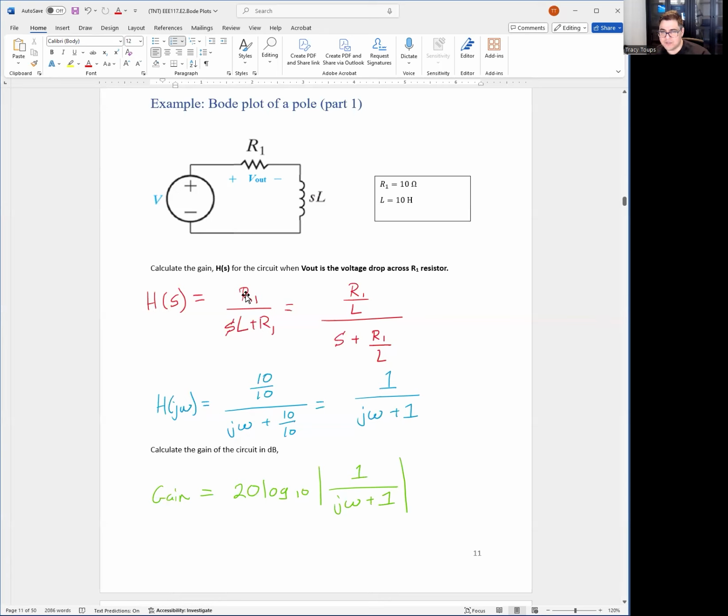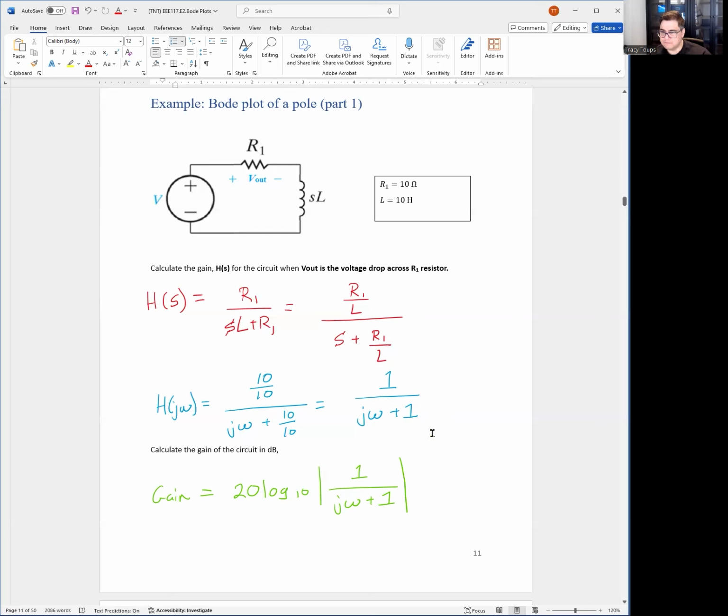So the gain of the circuit is going to be R over SL plus R, where SL is the impedance of an inductor. This is basic voltage division. Right? Now, we could clean this up where you divide by L on both sides. You have R over L divided by S plus R over L, right? Let's plug in some numbers. R is 10 ohms, L is 10 henries, just making the numbers easy. So our gain of the circuit, H of JW, we're plugging in JW instead of S, is going to be 10 over 10 divided by JW plus 10 over 10, R over L. So crunch that together, it's 1 over JW plus 1.